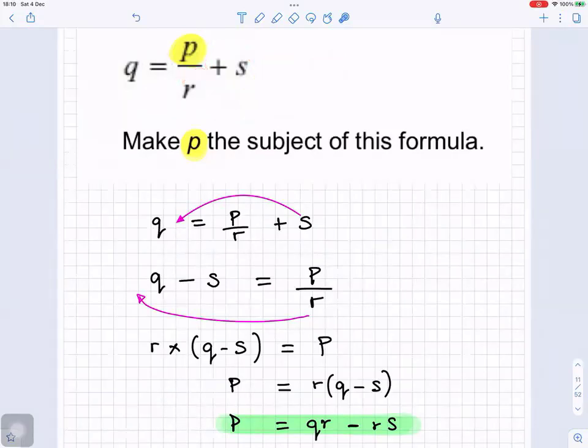So first things first, we have to remove the S. So take plus S to the left side, it becomes minus S. So Q minus S equals P over R. Take the divide by R on the right to the left, it becomes times R. So you can leave your answer as P equals R bracket Q minus S, or you can remove the bracket. P equals R times Q, which would be QR, and R times S, which would be RS.